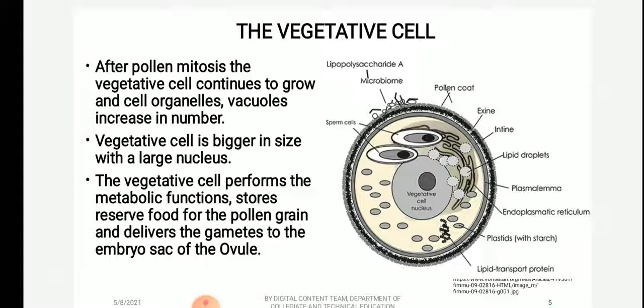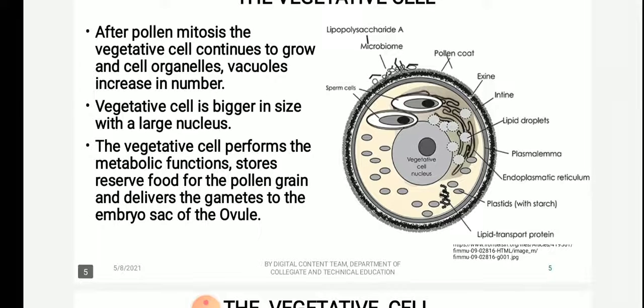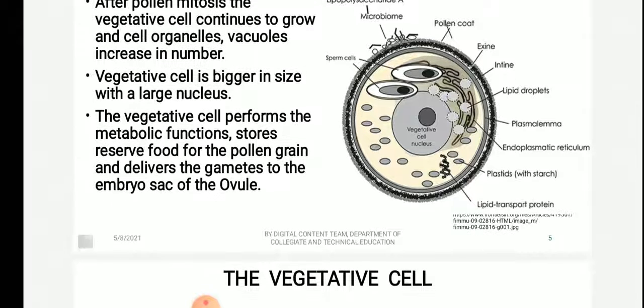So let us take up the vegetative cell. After pollen mitosis, the vegetative cell continues to grow and the cell organelles and vacuoles increase in number. Vegetative cell is bigger in size with a large nucleus. Vegetative cell performs the metabolic functions. It stores reserve food for the pollen grain and delivers the gametes to the embryo sac of the ovule.